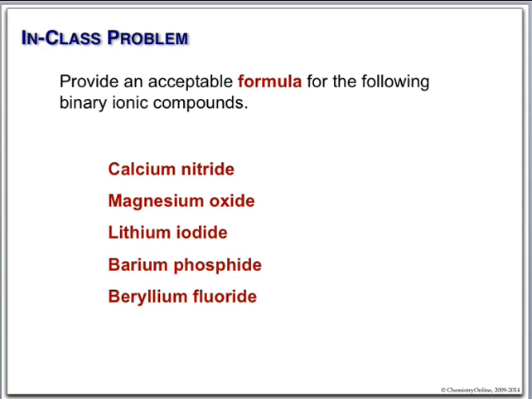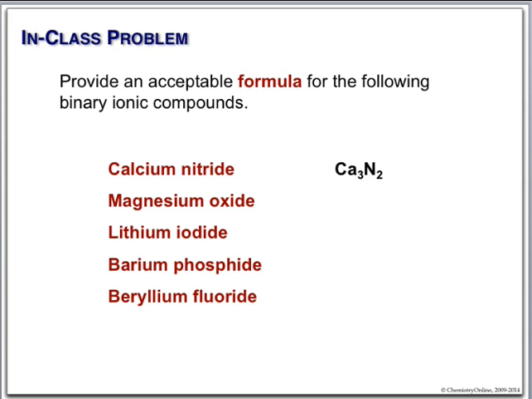So what we have here is +2 and -3. Again, we have to come out neutral. So you can do the crisscross, and when you do, nitrogen would be -3, so we need 3 calciums. Calcium is +2, we need 2 nitrogens. Total 6 positives and 6 negatives. On the exam, you will have a periodic table. Don't worry.